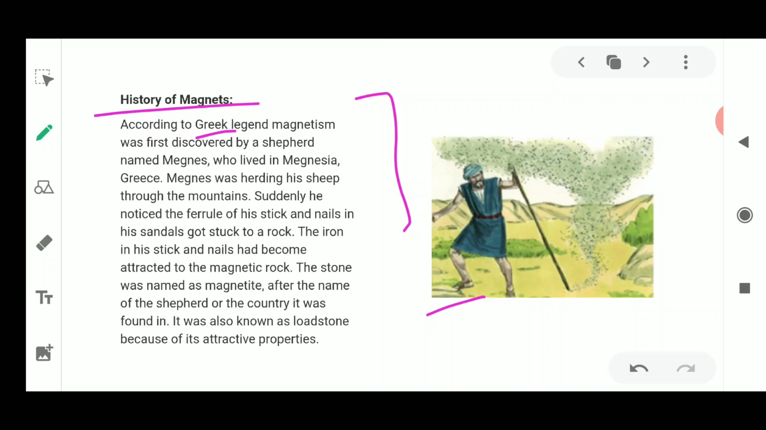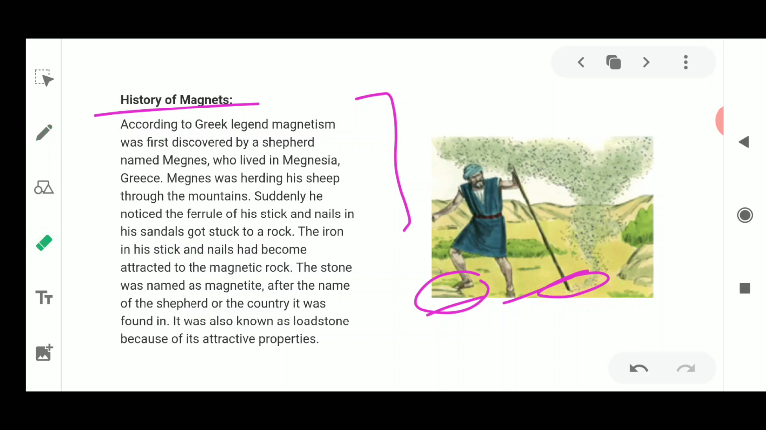So this Magnus was living in Magnesia, a place where this person lived. He was a shepherd. Shepherd means a person who takes care of livestock, especially sheep. So Magnus was herding his sheep through the mountains. Suddenly, he noticed the ferrule of his stick and the nails in his sandals got stuck to a rock. So he noticed two things: the edge of his stick was made of iron, which got stuck to that rock, and the nails present in his sandals also stuck to that rock.